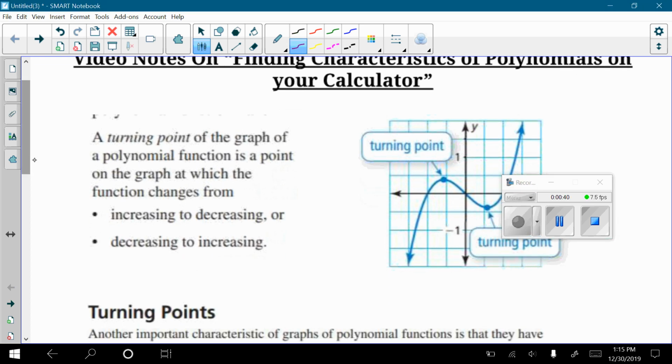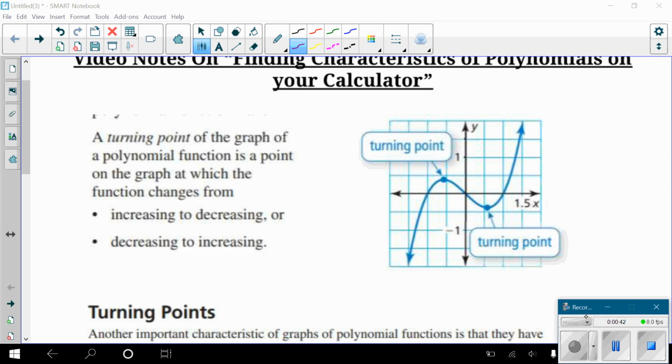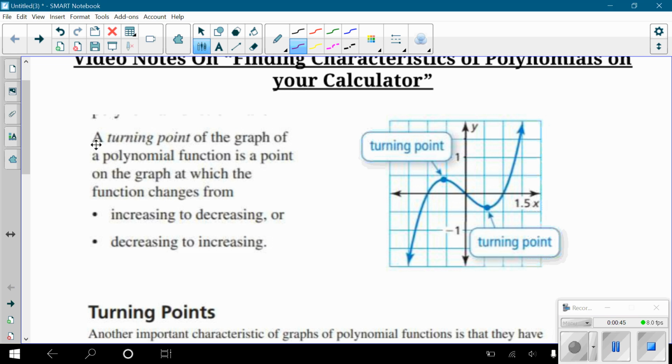The first piece of new vocab is this word turning point. When you have a polynomial function, the turning points are points where it goes from increasing to decreasing or where it goes from decreasing to increasing. They're tops of mountains or bottoms of valleys, okay? Those are called turning points. It's where the graph turns. It's going up, up, up, turn, then it's going down, turn, then it's going up, okay? So those are called turning points.